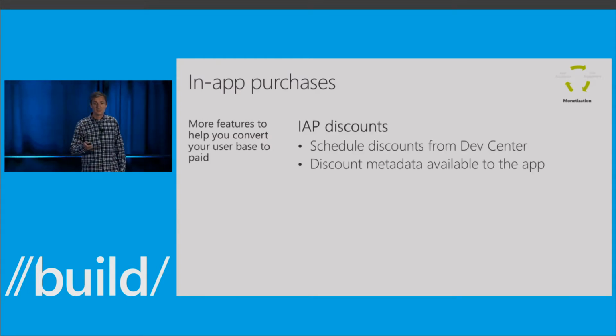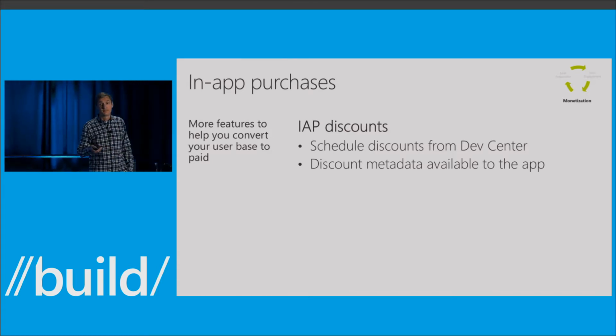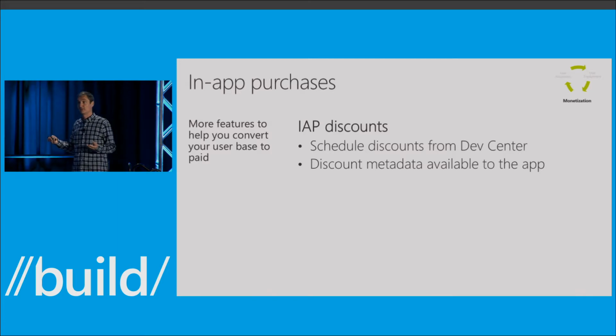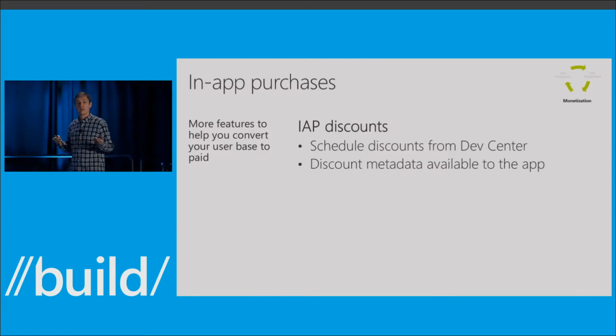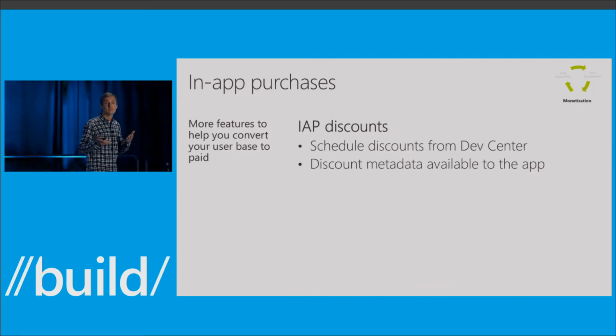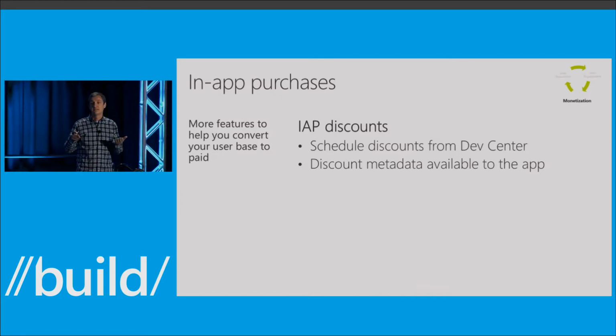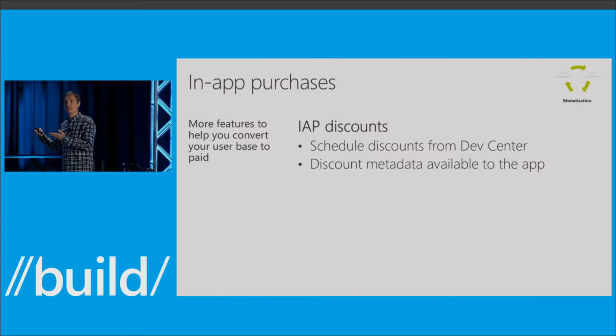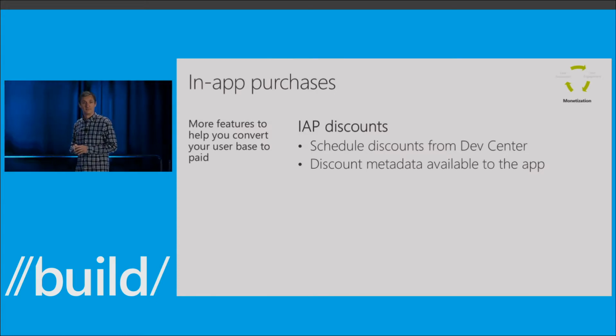And that's why we're introducing IAP discounts with Windows 10. With IAP discounts, you can schedule directly from Dev Center a time-limited discount for your in-app purchase items. It's very easy. Just pick an IAP item, pick a start and an end date, and pick the new price that you want that item to have.